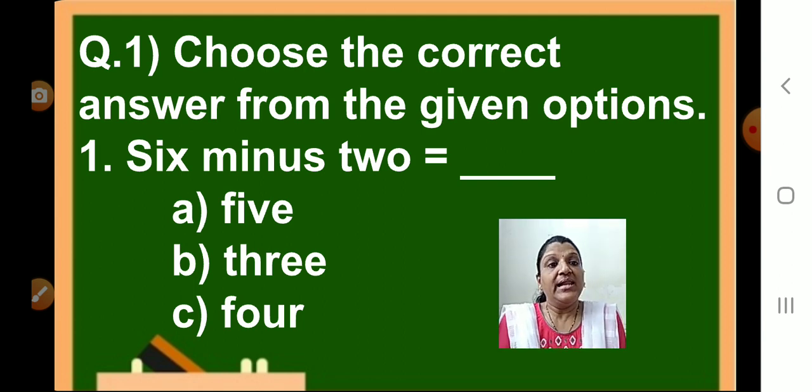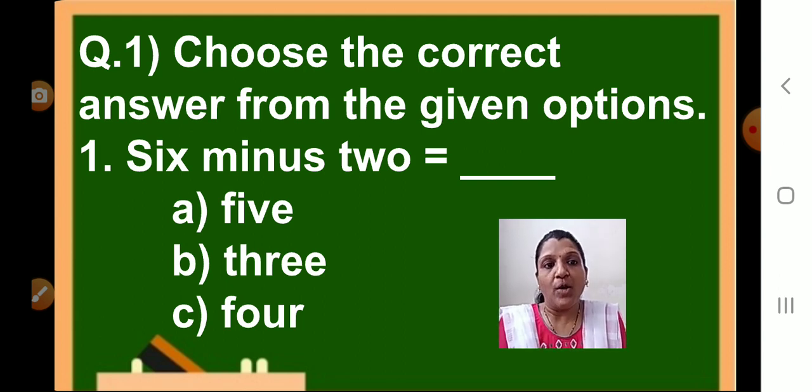Yes. Let's read question number 1. Choose the correct answer from the given options. Now, next sub question 1. 6 minus 2 equals to dash. Let's read it properly. Six, 6, minus, two, 2. Children, here the number names are given in the sum. And which sum is this? Yes, it is subtraction. 6 minus 2.